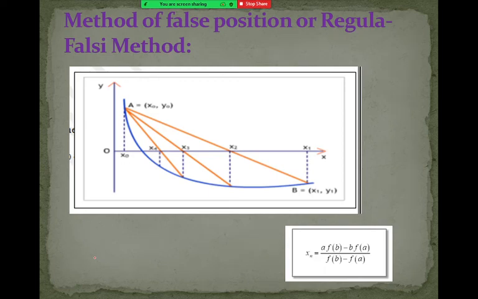So in the last session, we started the bisection method. Let me take a quick revision of the formula mainly.